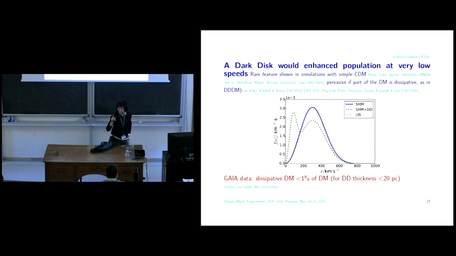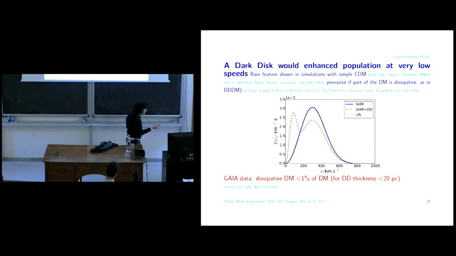That part of the dark matter could be dissipative, and if it was, double disk dark matter, dissipative enough to actually fall into a disk, then disks will be pervasive. And they said that it could be up to 5% of the local dark matter could be in that component.